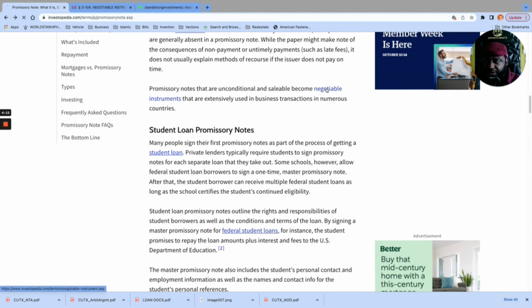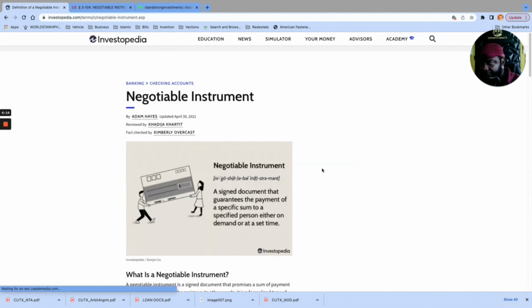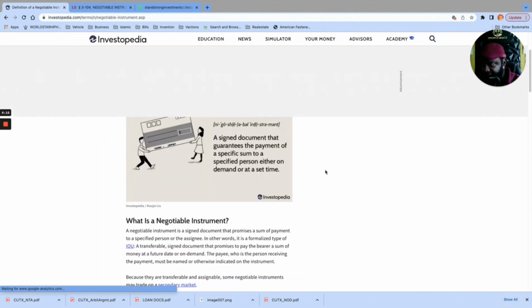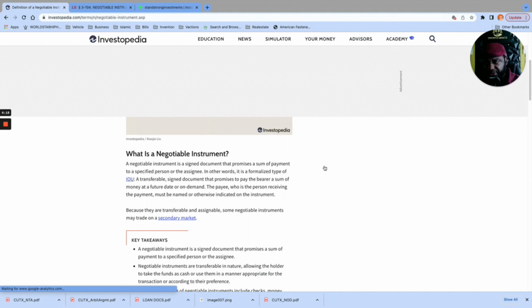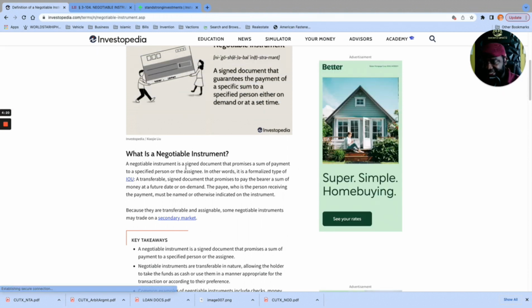Let's click on negotiable instruments, shall we? All right, let's go to negotiable instruments. All right. What is a negotiable instrument? A negotiable instrument is a signed document that promises a sum of payment to a specified person or the assignee. In other words, it's a formalized type of IOU.